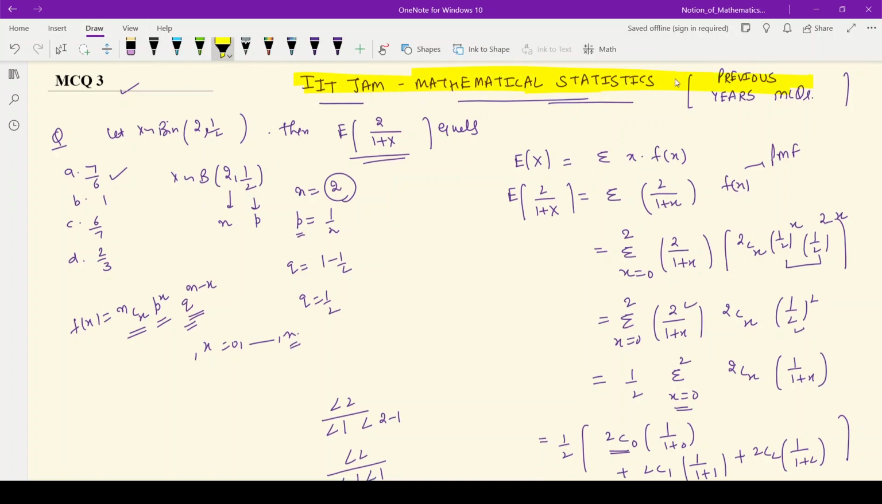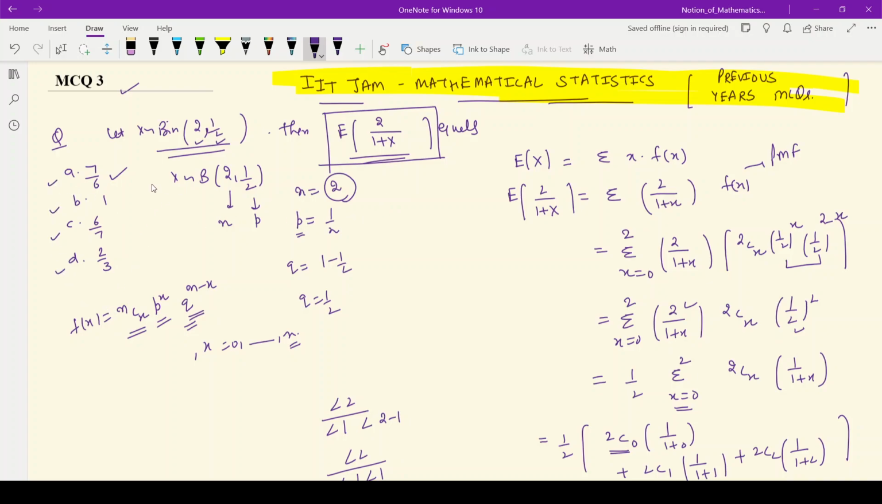In this particular video, I have solved one question. The question is: let X be a binomial variate with n equal to 2 and p equal to 1 by 2. Then we have to find the expectation of 2 upon 1 plus X. Four options are provided here.